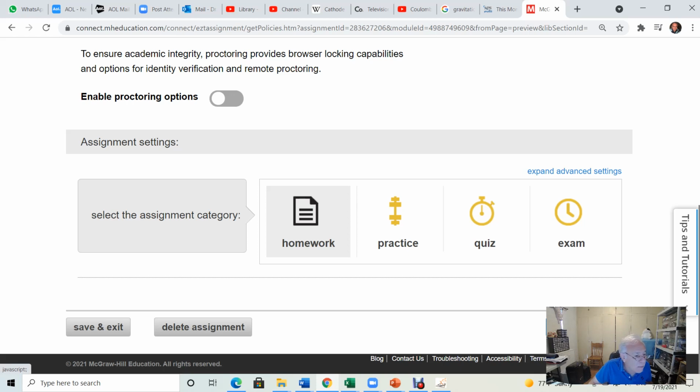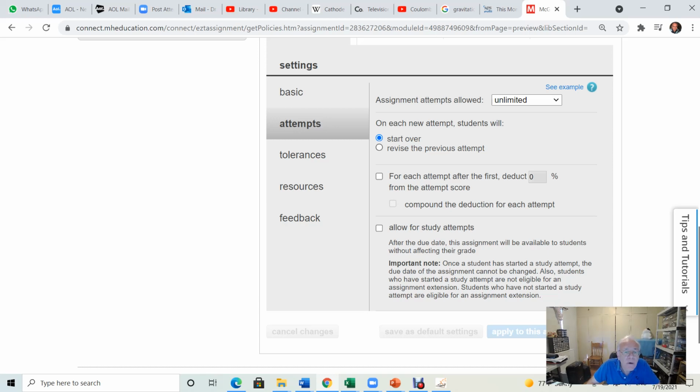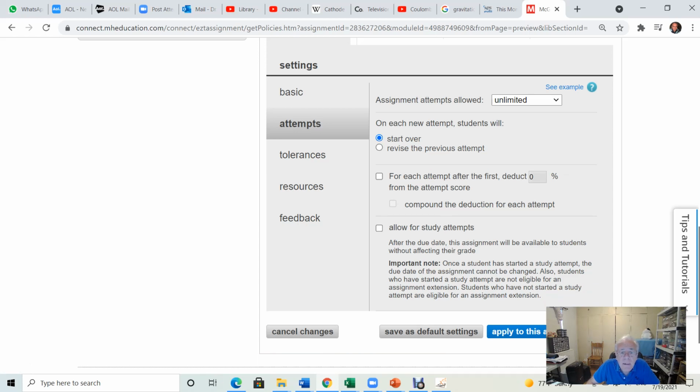Let's see, review and assign. Expand advanced settings, right here. No time limit. Printing is allowed. Questions are ordered. Not password protected. Given for accurate. Unlimited attempts are allowed. Okay. So start over. Let's see if I can do it. Revise the previous attempt. Allow students to revise their previous attempt even if manual grading. Let's see if it lets me do that. So the problem is that you have to start over, right? You can do new attempts, but you have to start over from zero, okay?